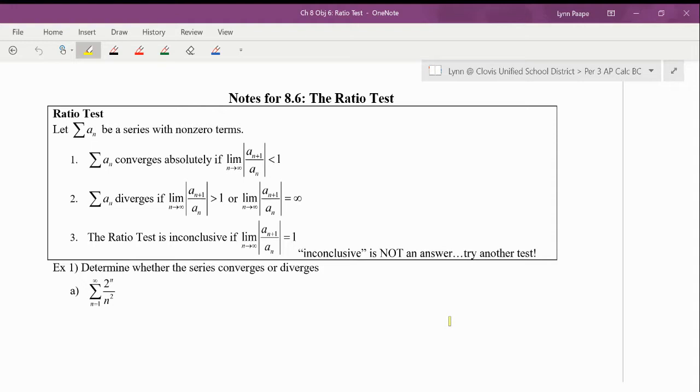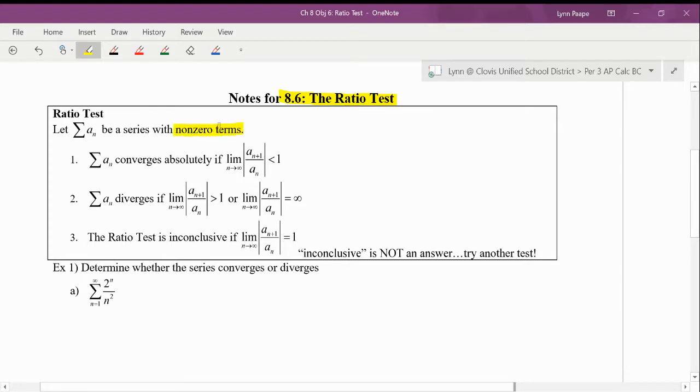Learning, and we are saving the best for last, the ratio test. So the ratio test is probably one of the tests that we will use the most often for the second half of chapter 8. So the 8.7 through 8.10, we'll use the ratio test quite a bit. So we'll be looking at our infinite series, and we want to make sure that there are non-zero terms.